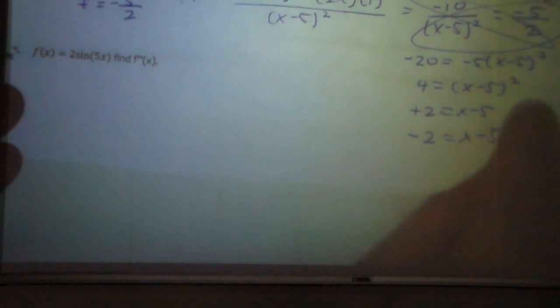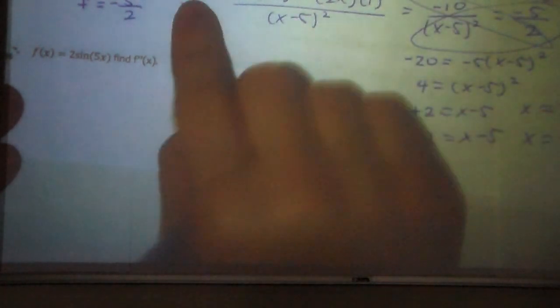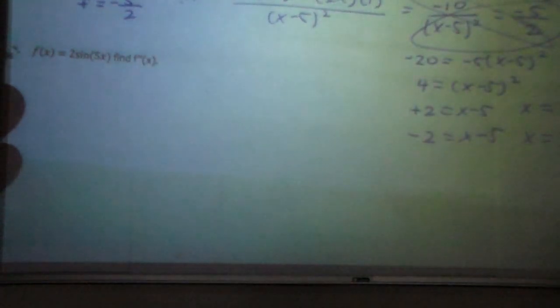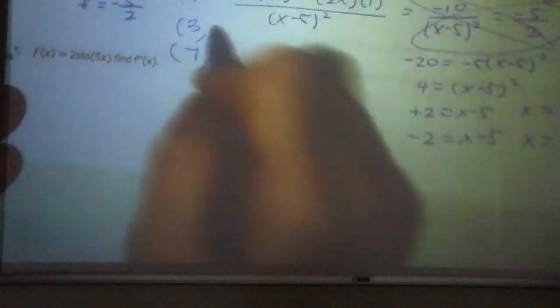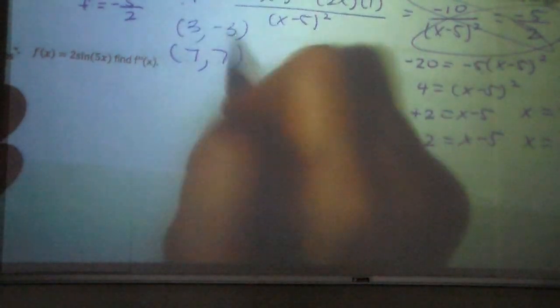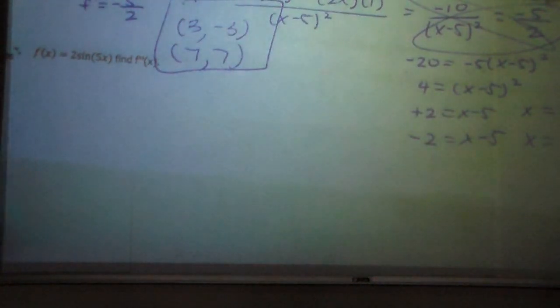These are the two x values where the derivative is equal to -5/2, meaning the slope is equal to -5/2, which is what I asked for. What points have the property that the slope is this? I haven't actually finished it because I'm looking for the points. If I plug in 3, that's 6 over 3 minus 5, which is -2, so that's -3. And if I plug in 7, that's 14 over 7 minus 5, which is 2, so then 7. So those are your 2 points. A lot of work for that one question.